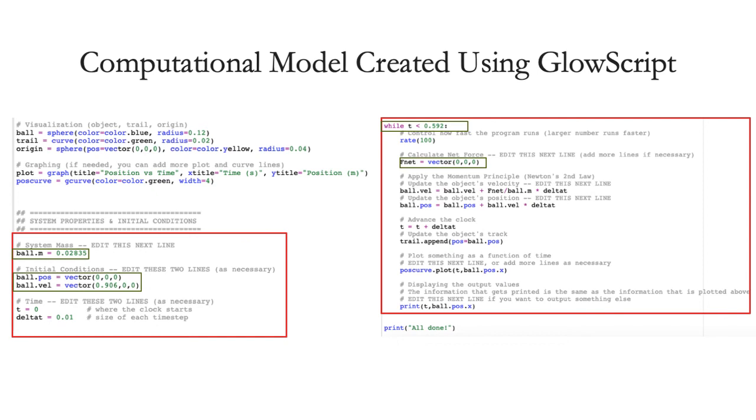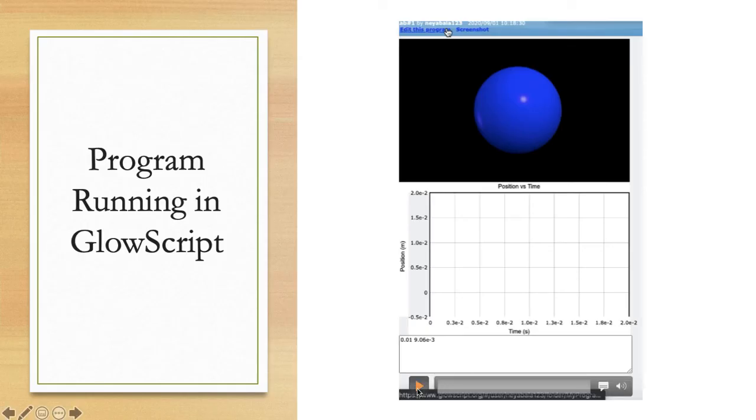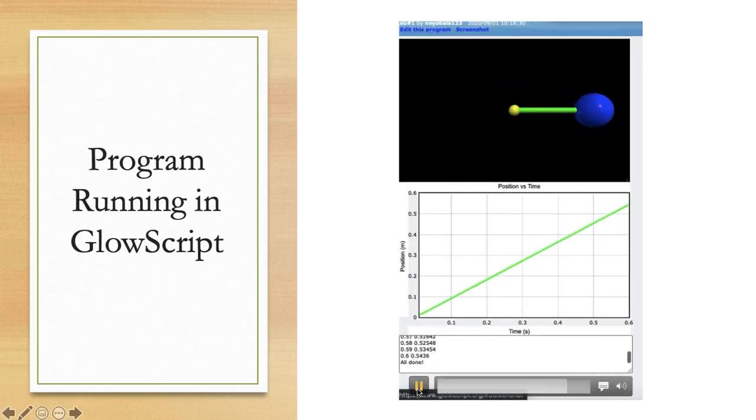So essentially, the whole point of the code in the red box to the right was to update position and time in 0.01 second increments so that GlowScript could create a table of data for the ornament's position at different times and a position versus time curve. So here is a video of the program running in GlowScript. As you can see, the position versus time graph generated had a constant slope, indicating that the ornament should have a constant velocity.